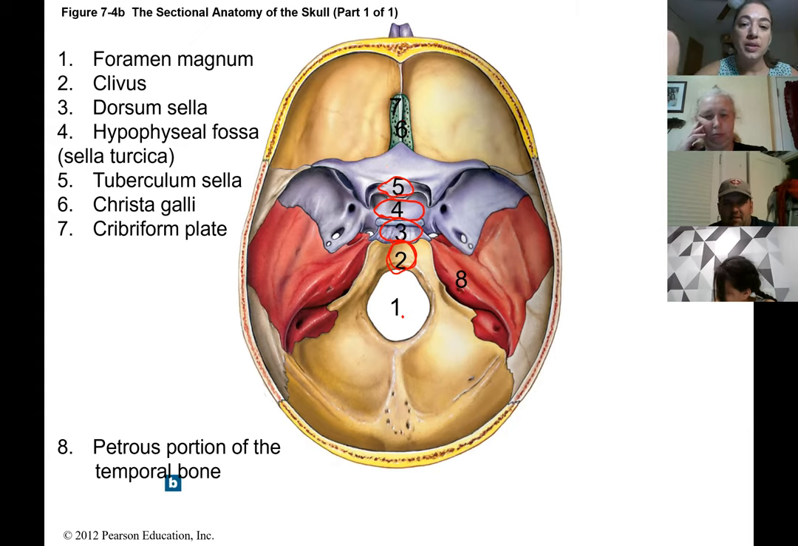so you can see number six, the crista galli is the ridge that separates your cribriform plate into right and left sides. Okay, crista galli just splits it right in the middle. And number eight right here is your petrous portion of the temporal bone.